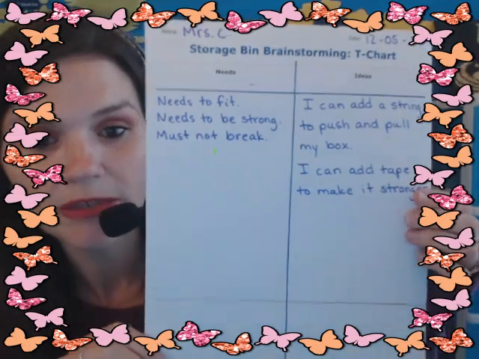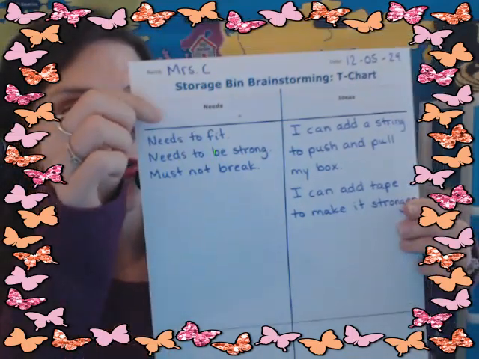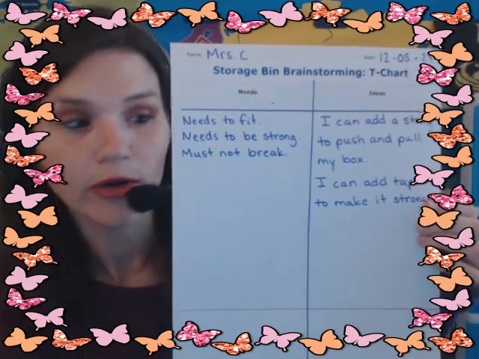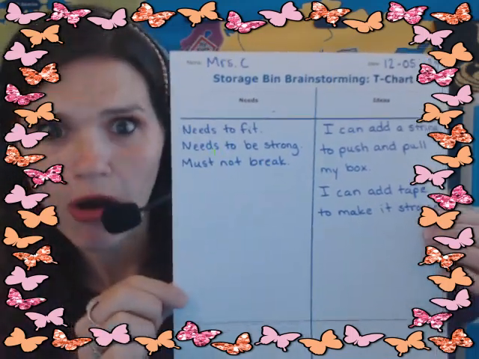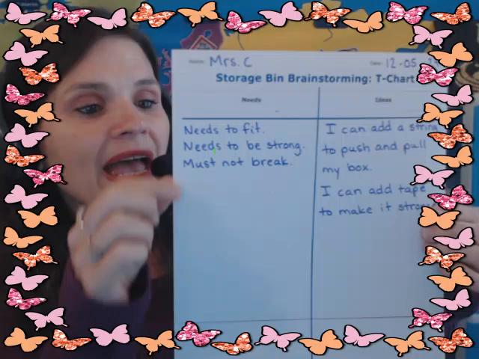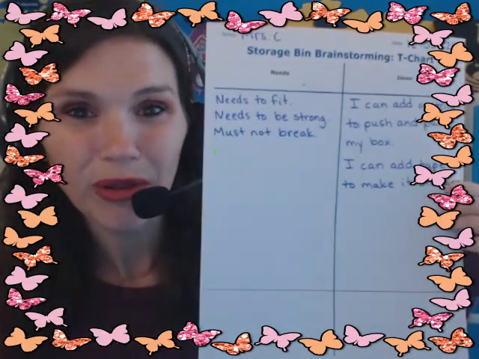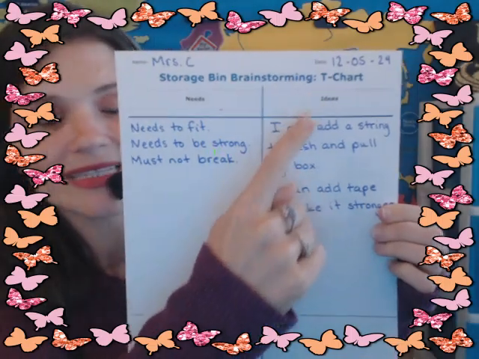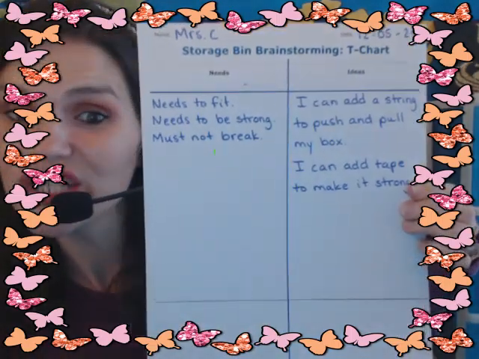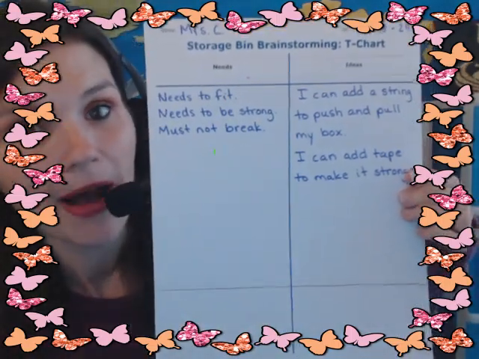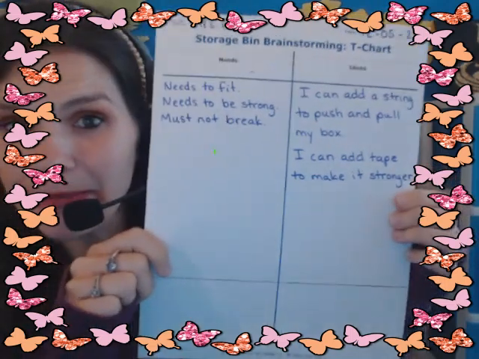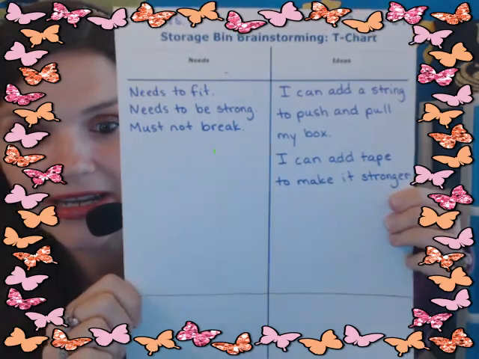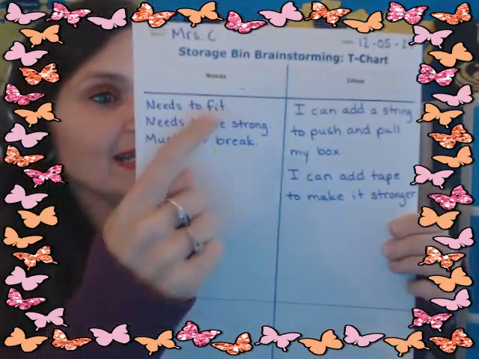Here is my storage bin brainstorming T chart. Here are the things that my bin or my box needs. It needs to fit, right? It needs to go under a bed. It needs to be strong so it can hold all of those heavy toys, and it must not break. I don't want it to pull apart and make a bigger mess that I just cleaned up, right? Here are my ideas. I thought I can add a string to push and pull my box. I could also add tape to reinforce it and make it stronger, right? So those sides don't cave in or break. So those are my ideas, and here are my needs.